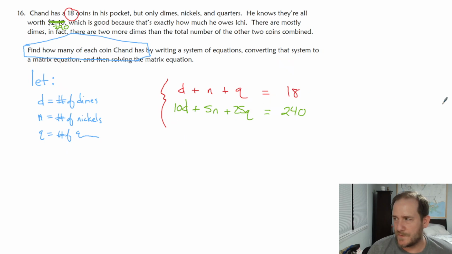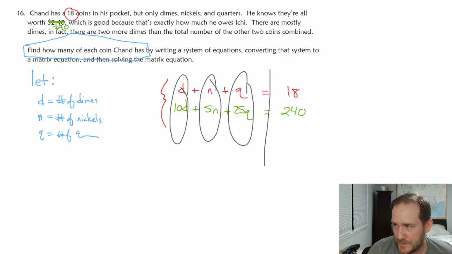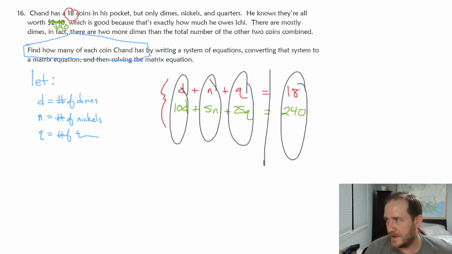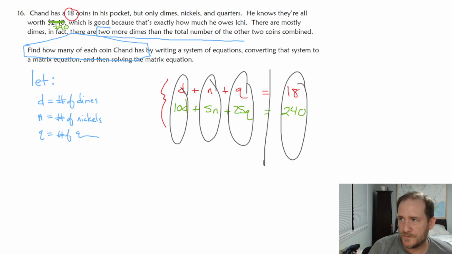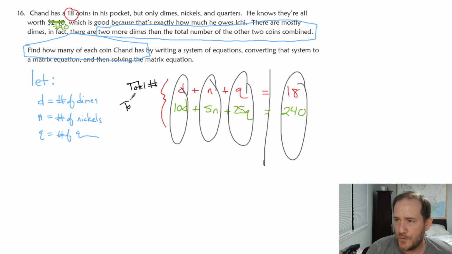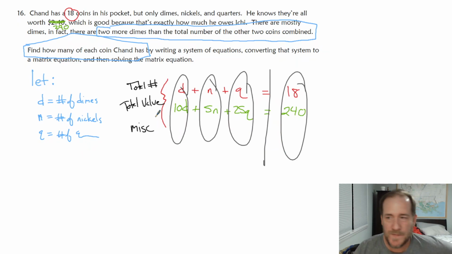It might not fit this form, and by the way, it has to fit this form of going D's, N's, Q's, equal signs, numbers. It has to look exactly like that. But the information that we were given about this is that there are mostly dimes. There are 2 more dimes than the total number of the other 2 coins combined. That's kind of like a miscellaneous equation is sort of how I described it. And this first one is total number. The second equation is total value. And then this third equation is miscellaneous, some random fact about the variables.